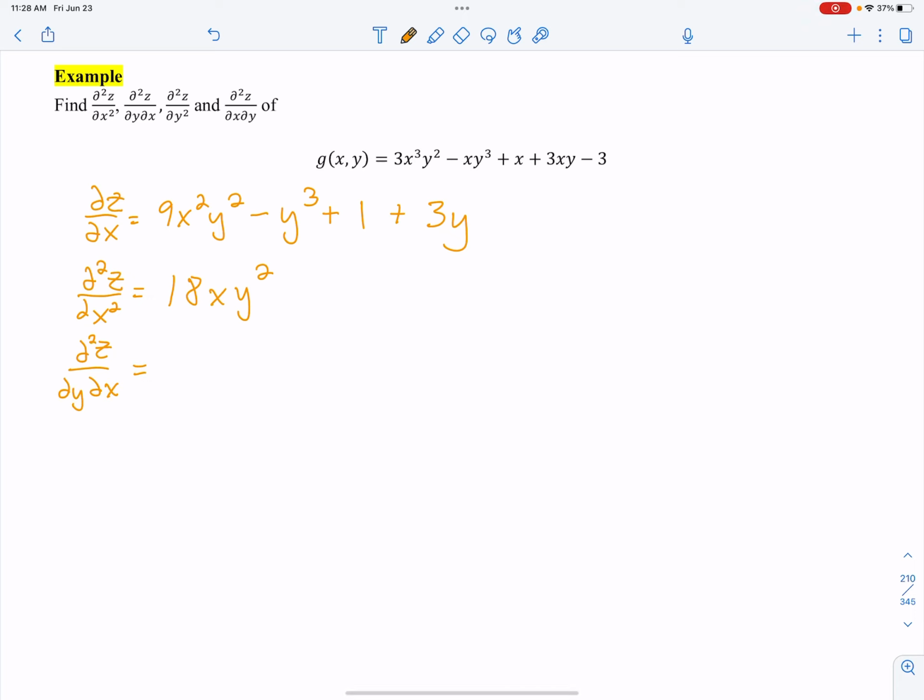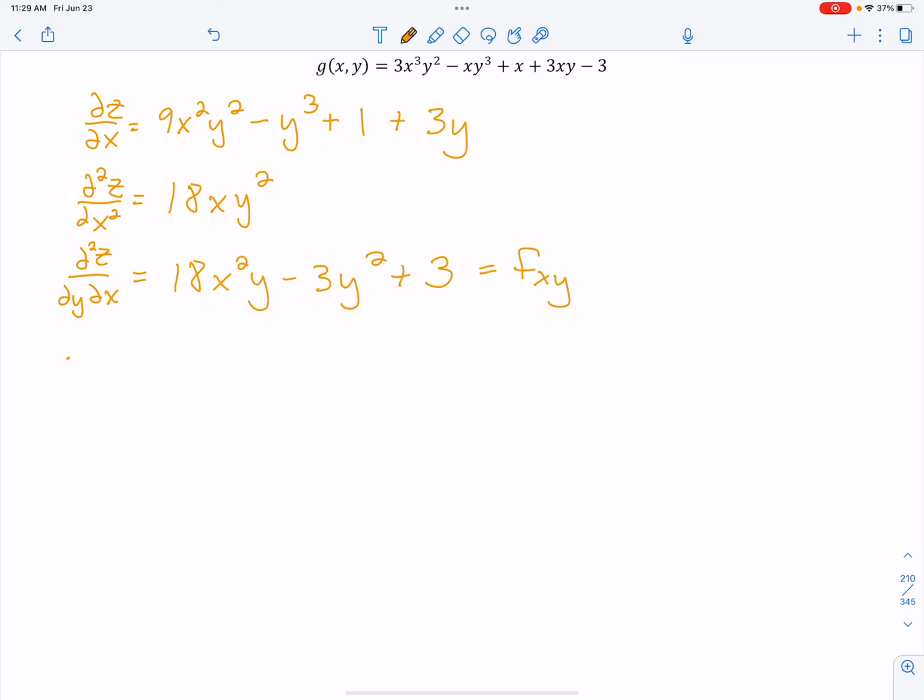Let's go ahead and find the mixed partial, d squared z dy dx. We did x first, now we're going to do y. So looking here, the 2 comes down from the y: 18x squared y minus 3y squared plus 3. The constant is gone. Everything else follows normal derivative rules. So there's my mixed partial. I'm going to write it out like this, xy, and then we did everything for that.